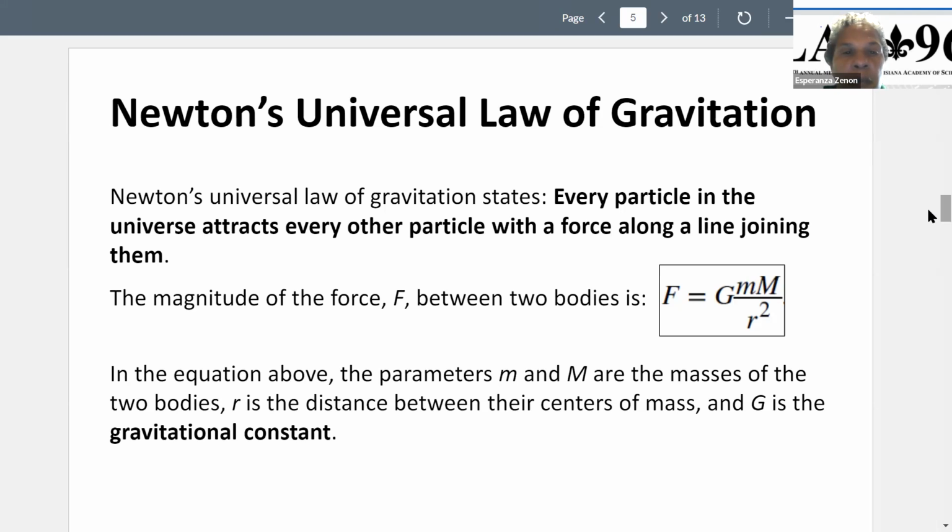Now, the question then becomes, how much is this gravity force? If you pick two objects in the universe, how much is the force between them? And so Newton is able to come up with this relationship. And you see it listed in the box. F, which stands for the force, in particular the gravity force, right, is equal to big G times little m times big M divided by R squared, okay?